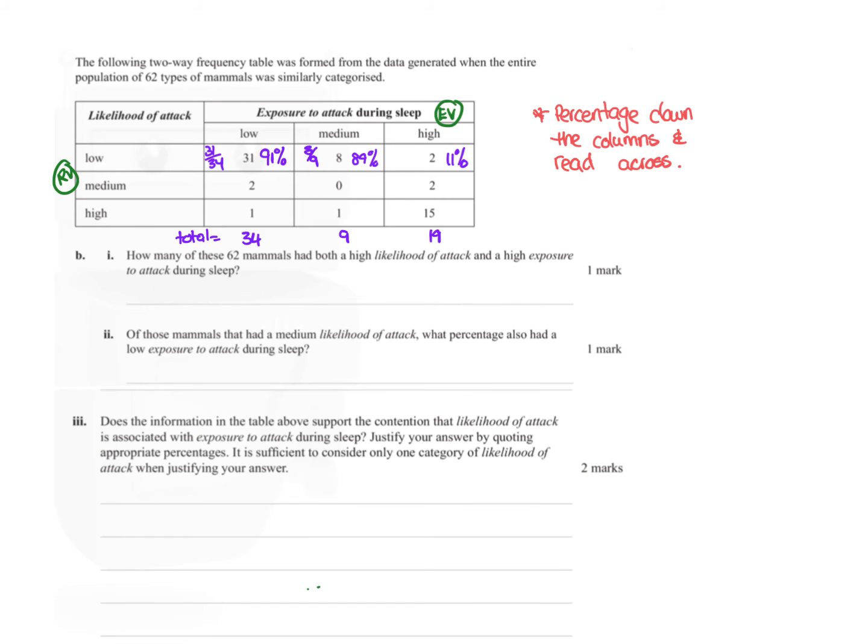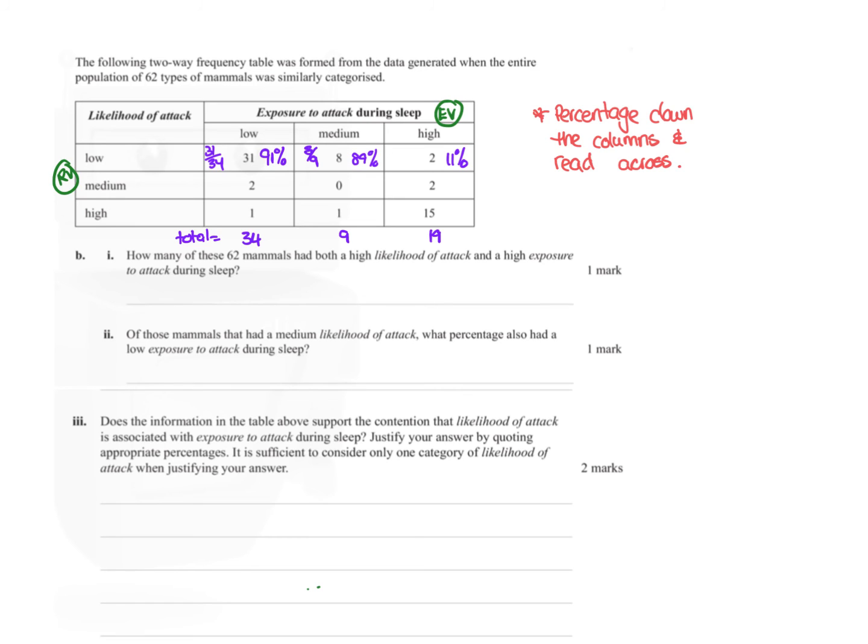Okay, so in this exam question, the following two-way frequency table was formed from the data generated when the entire population of 62 mammals were similarly categorized. So their exposure to attack during sleep, and their likelihood of attack. We're going to look at whether they're going to get attacked, so that's the response, and exposure during sleep is the explanatory variable. As we said, we've got the numbers here, and it's always good to make them into percentages, but we'll keep going with the questions and I'll come back to that.